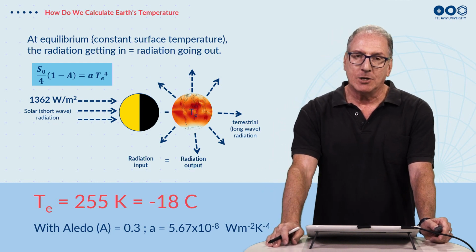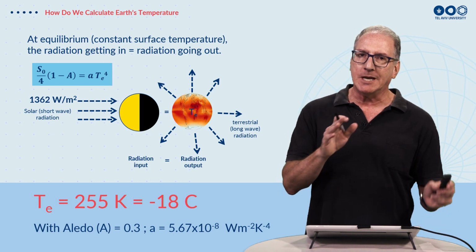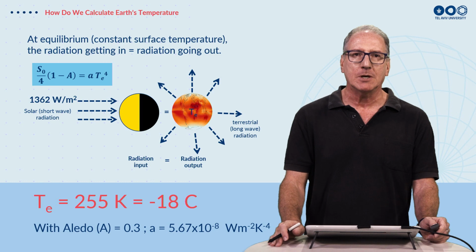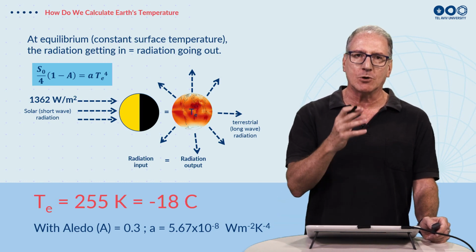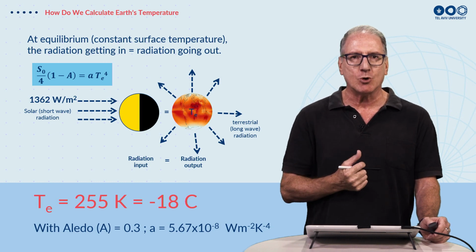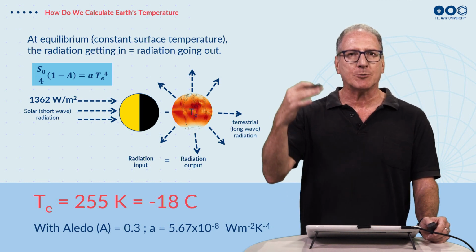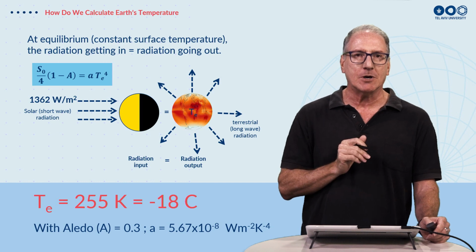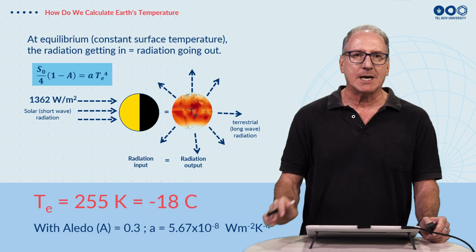So again, at equilibrium, if the temperature is not changing, constant temperature, the input has to equal the output. So we have here again our simple equation. On the left-hand side, we have the input: the solar constant, S0 divided by 4, times how much gets absorbed, 1 minus the albedo, 70%. And this equals the output: the little a, which is a constant, times the temperature of the planet to the 4th power.